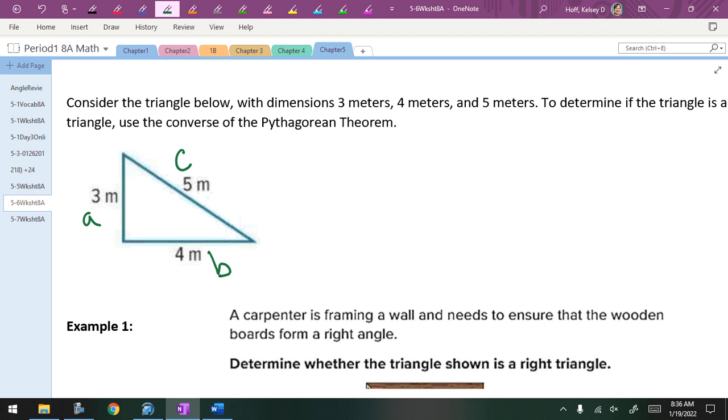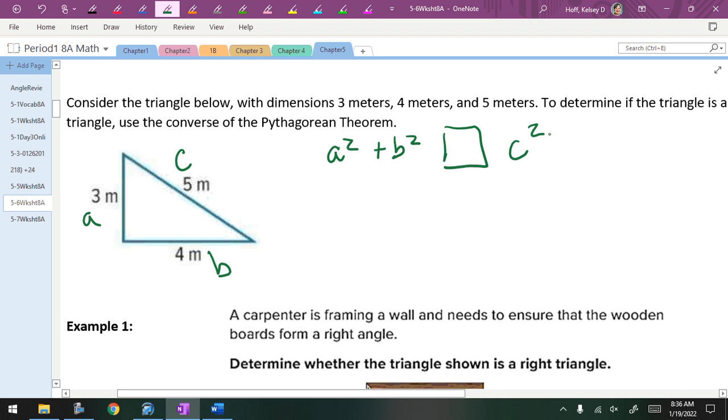That's what we're determining. So today what you're going to do is you're going to go A squared plus B squared and then put a box, C squared. Today's only difference is you're putting a box there. Yesterday, what did we put there? An equal sign. Today we're going to put a box there. All right. What'd you say A was? So 3 squared plus, what is B? 4 squared. Put a box. 5 squared.